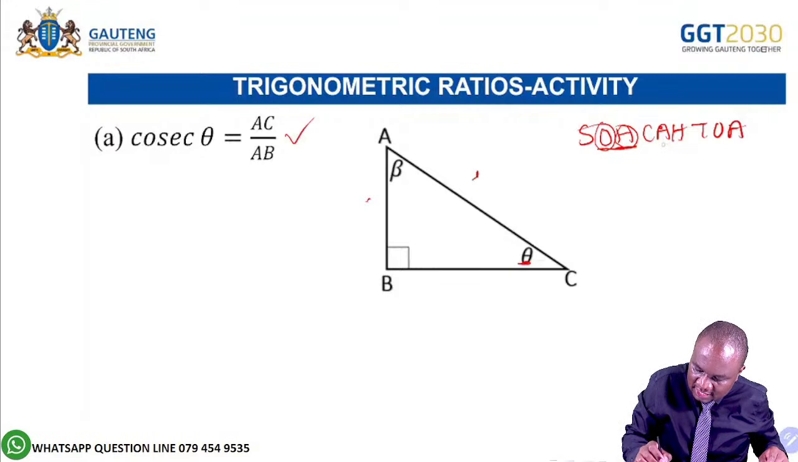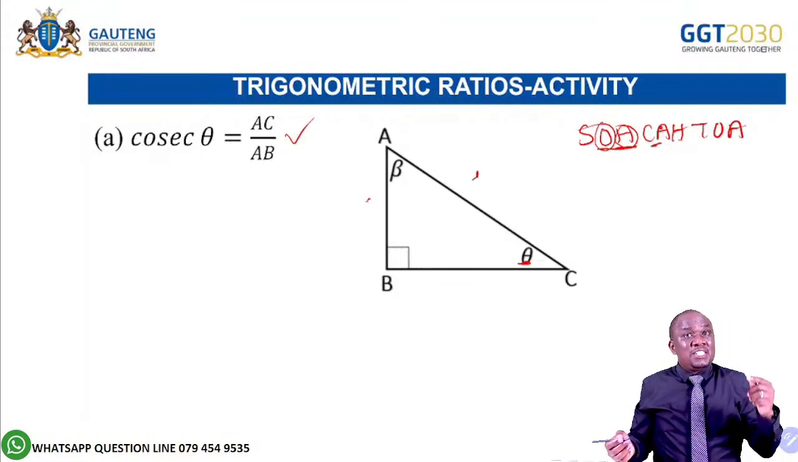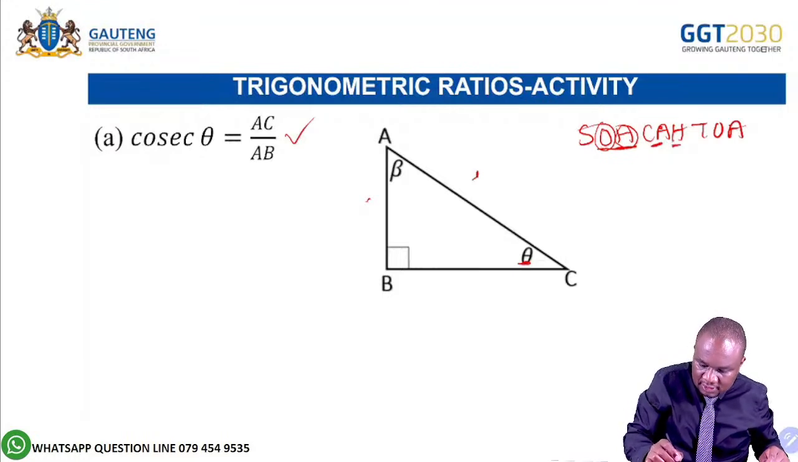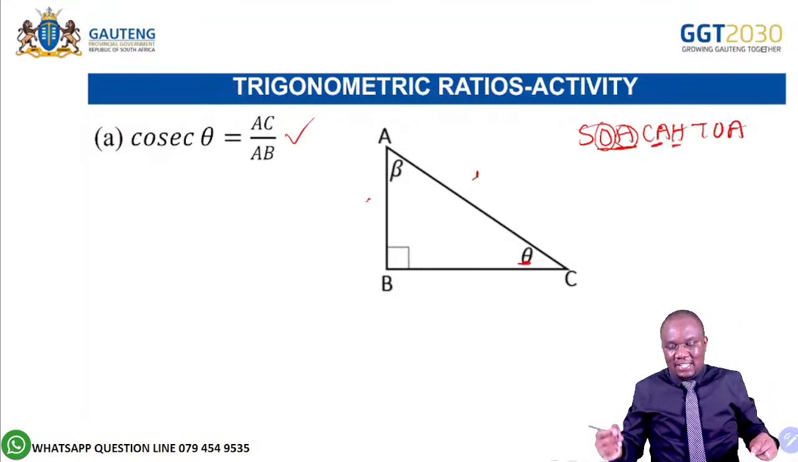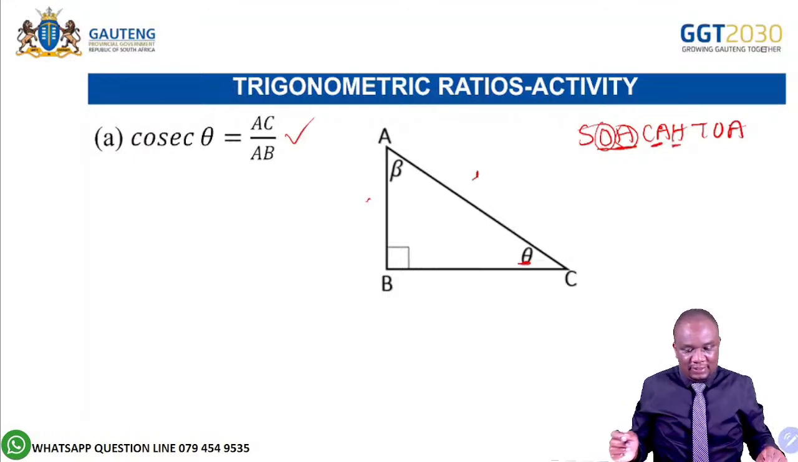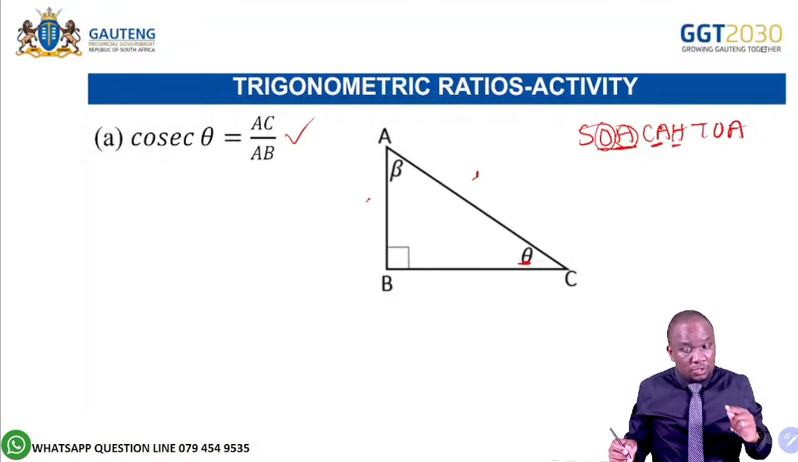Okay? Right, and then sec theta, reciprocal of cosine theta. Cosine theta is adjacent over hypotenuse. So it means the reciprocal of cosine theta must be hypotenuse over adjacent. Theta, hypotenuse AC, adjacent BC. So it's going to be AC over BC. Okay, mark that.